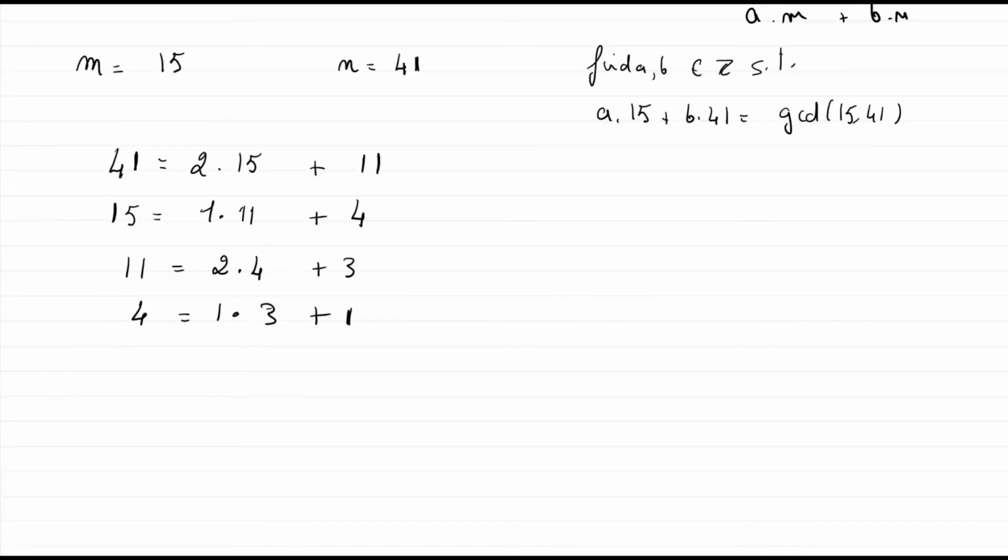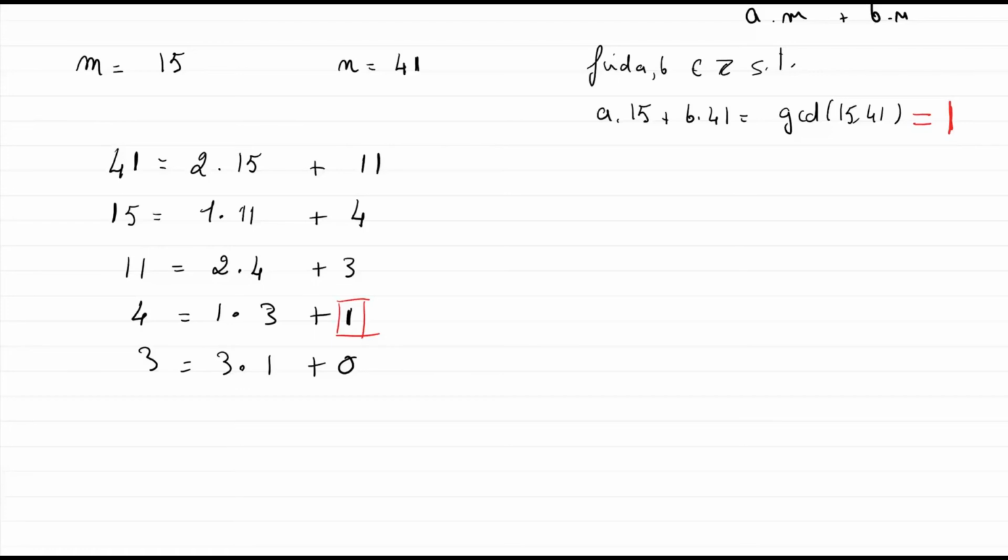Okay, great. Now the 1 is the last non-zero remainder, of course, because if I divide 3 by 1, 3 equals 3 times 1 plus 0. The greatest common divisor is this one, clearly. So now I'm looking for a and b such that a times 15 plus b times 41 equals 1.